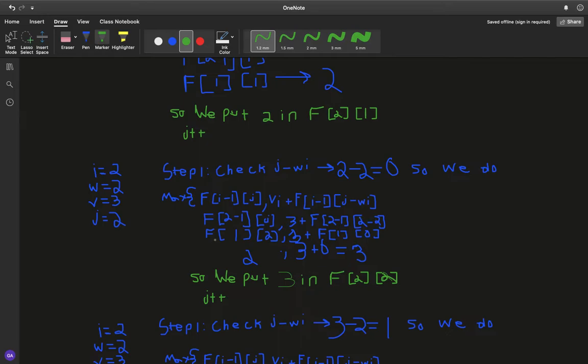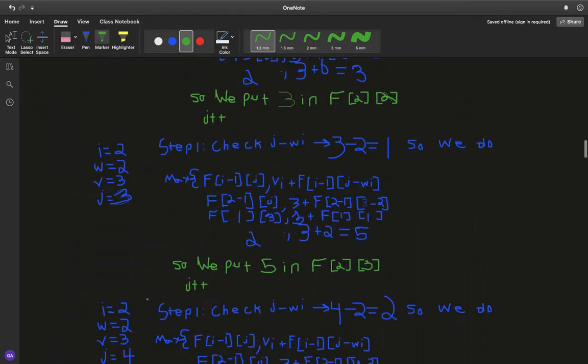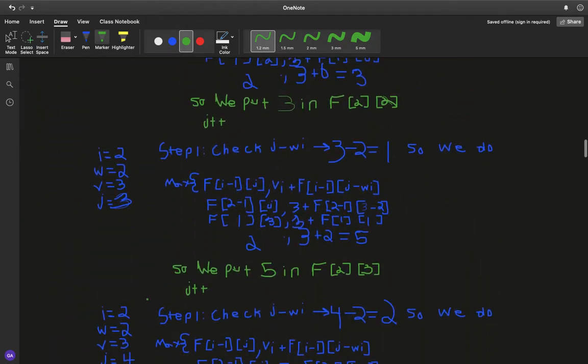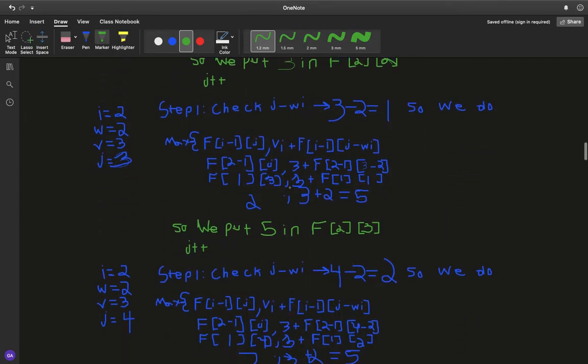So now we check these. F sub 1 of 2 is 2. We bring this 3 down, which is the value, and then f sub 1 of 0 is 0. So you can see here, f sub 1 of 0 is 0. So now we do 3 plus 0 is 3. So 3 is greater than 2, so we put 3 in f sub 2 of 2. Then we increment j.